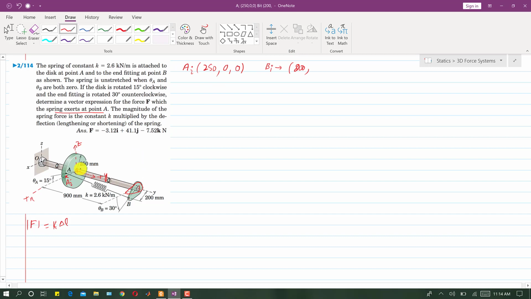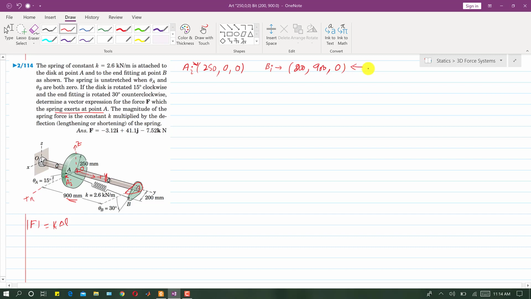To reach this point B from this origin, we need to travel 900 mm along y. So I will write 900. Since the initial position of this point B is parallel to the x-axis, we do not need to travel along z. So the z coordinate of the initial B will be 0. So these are the initial coordinates of point A and B.